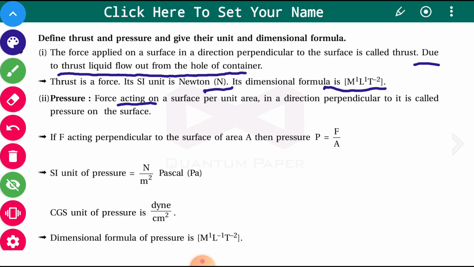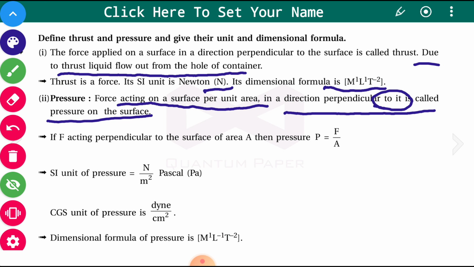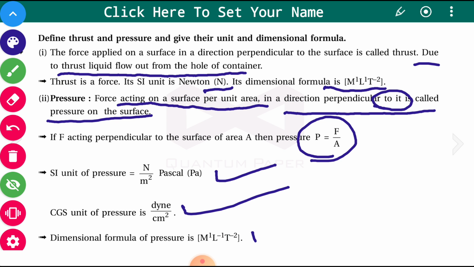Now pressure is force per unit area in the direction perpendicular to it, or we can say force acting on a surface per unit area in a direction perpendicular to the surface. Try to understand: the force perpendicular to the surface is taken, and this force per unit area is known as pressure. Pressure is F upon A. Its unit is Newton per meter square or Pascal. Its CGS unit is dyne per centimeter square, and its dimensional formula is M^1 L^-1 T^-2.